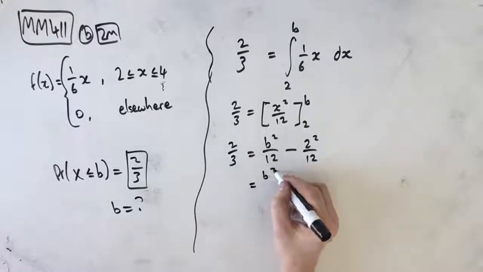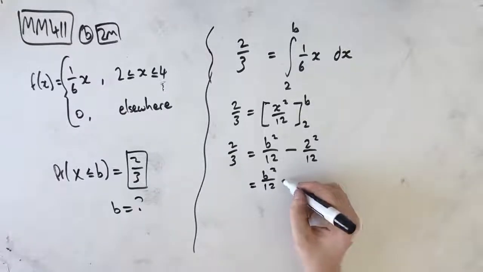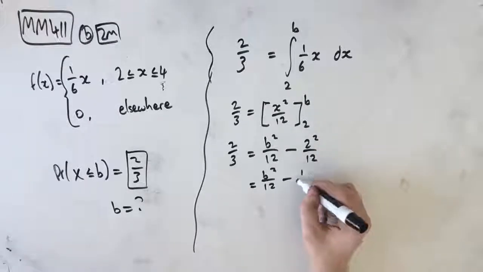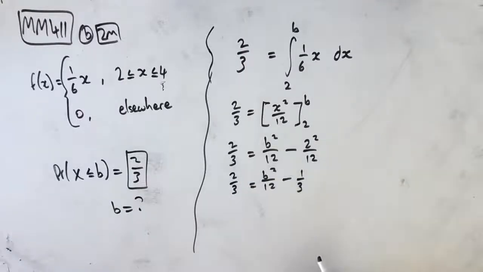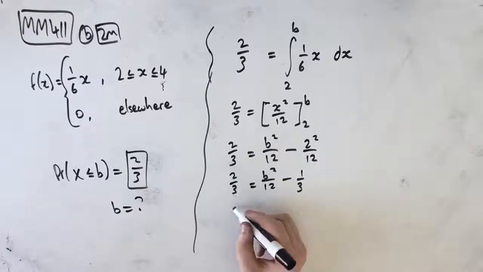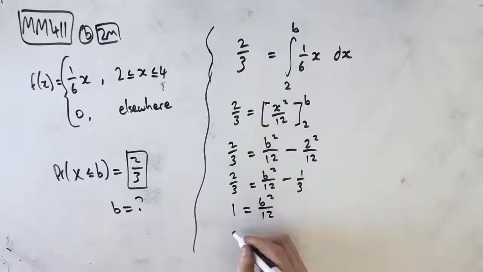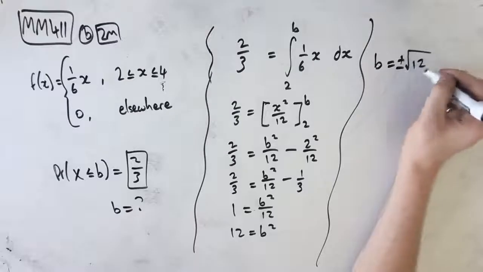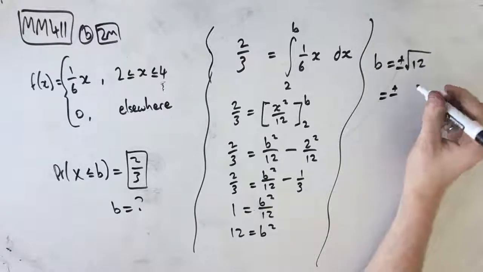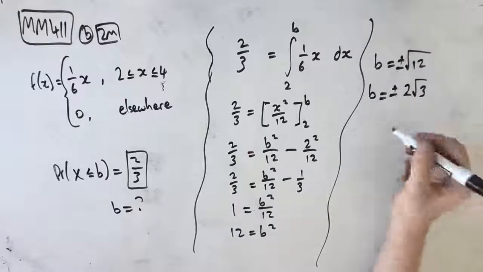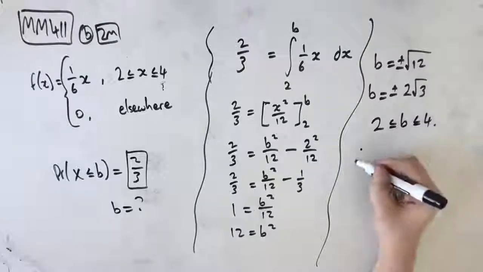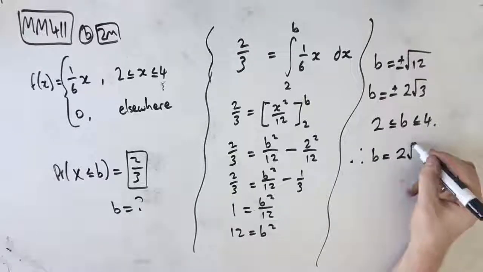So now we can say that b squared on 12 is minus 2 squared is 4. 4 on 12 is 1 on 3. 2 on 3 there. And then we can actually add 1 on 3 to both sides. This equals 1, so b squared on 12 equals 1. So then 12 equals b squared. So if 12 equals b squared, that means that b is equal to plus or minus the square root of 12. Now we can simplify this surd into 2 root 3. But because b has to be between 2 and 4, b equals positive 2 root 3.